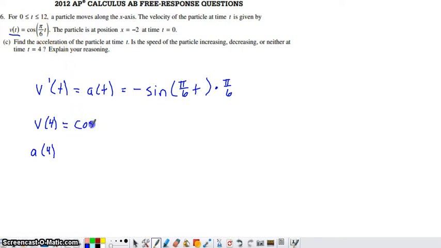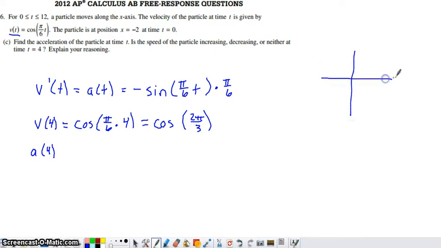So that's going to be cosine of pi/6 times 4. So cosine of pi/6 times 4, and if you think about this as 4 pi over 6, that would be 2 pi over 3. So this is going to be cosine of 2 pi over 3.